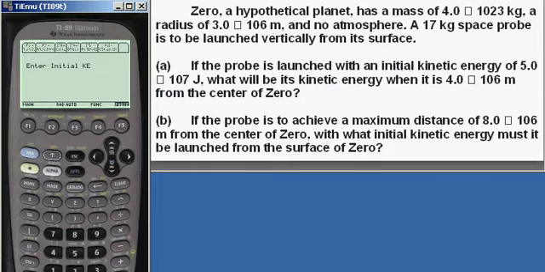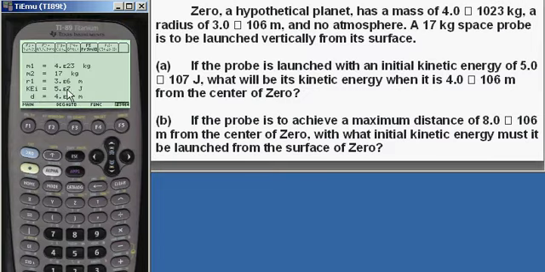Initial kinetic energy is given as 5 times e to the 7, alpha 5 double E 7. Distance given is 4 e to the 6, alpha 4 double E to the 6. Number 4, of the meters.